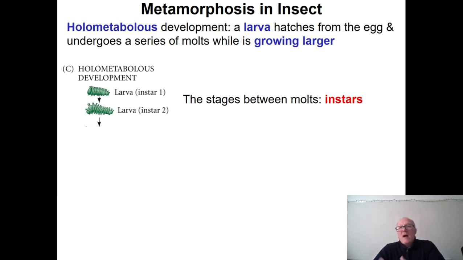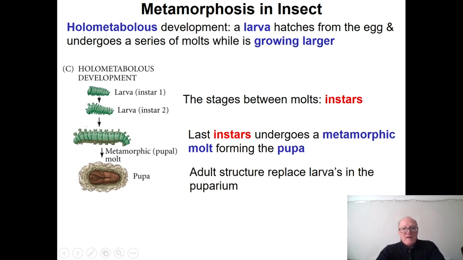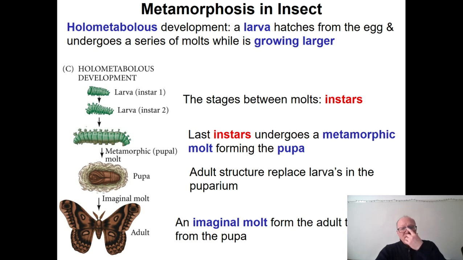From these eggs hatch a larva, and the larva goes through several molting stages, producing different instar larvae, like Drosophila will do. Then at one point, the biggest of the larvae, the last instar larva, undergoes a metamorphic molt, so they produce a pupa, and inside the pupa they undergo metamorphosis. Inside the puparium, the larva basically produces all the adult structures, and then we have an imaginal molt where the adults eclose from the puparium.